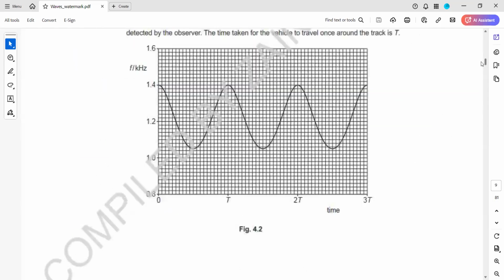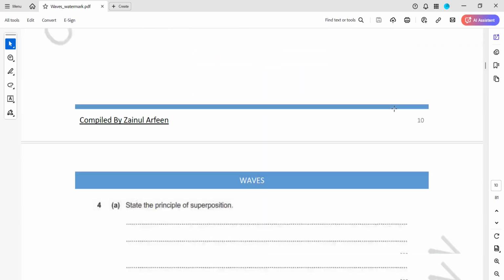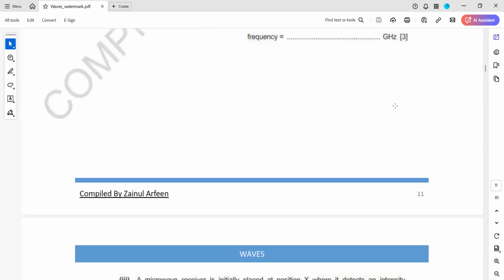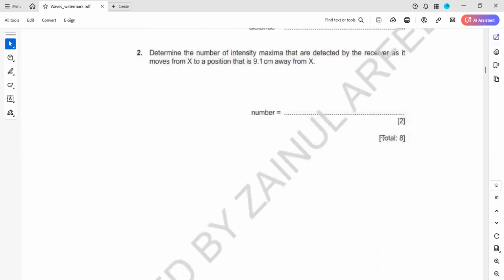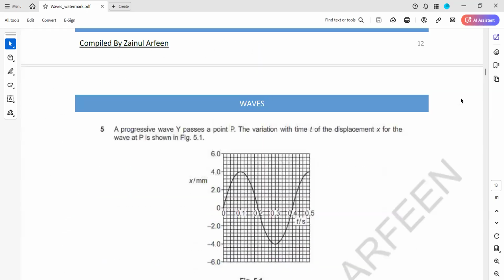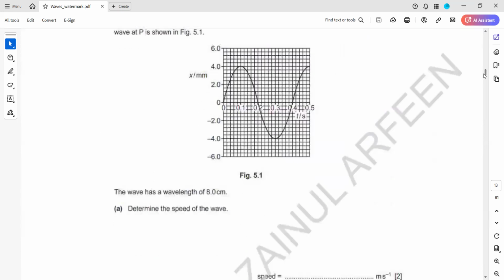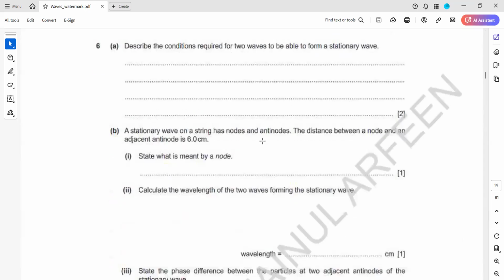So, more questions from waves. First, I prefer to complete this topic and then move to another one. Every session we'll try to do the classified papers, so you will have a better understanding of the topic. And from January onward, I will start the regular topic-wise tests.